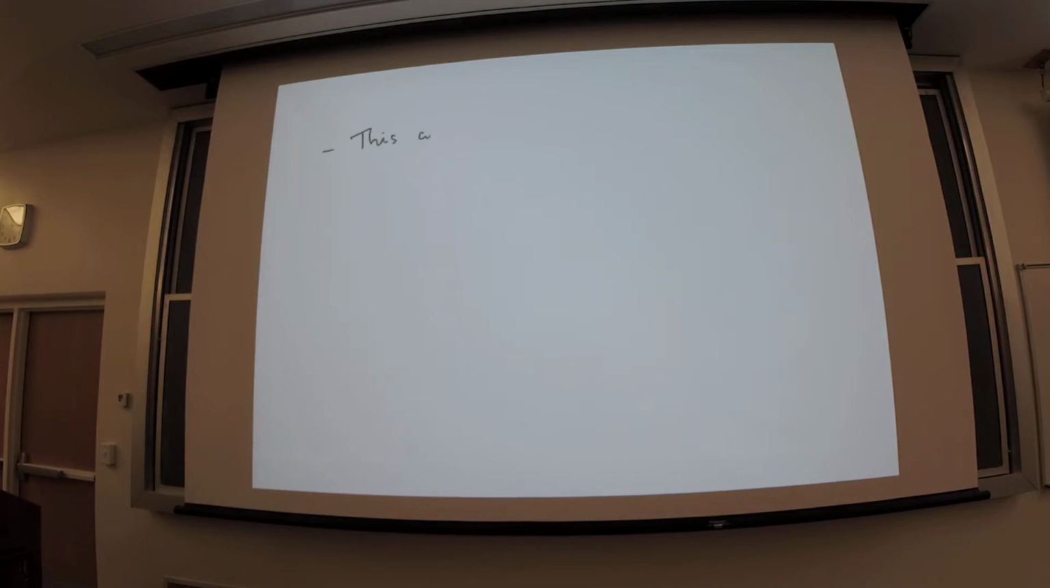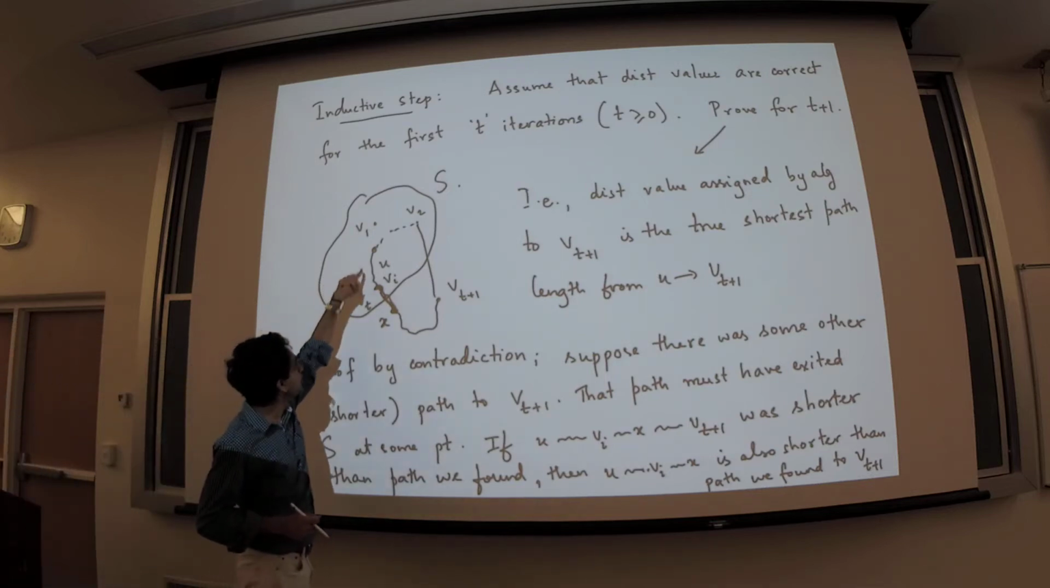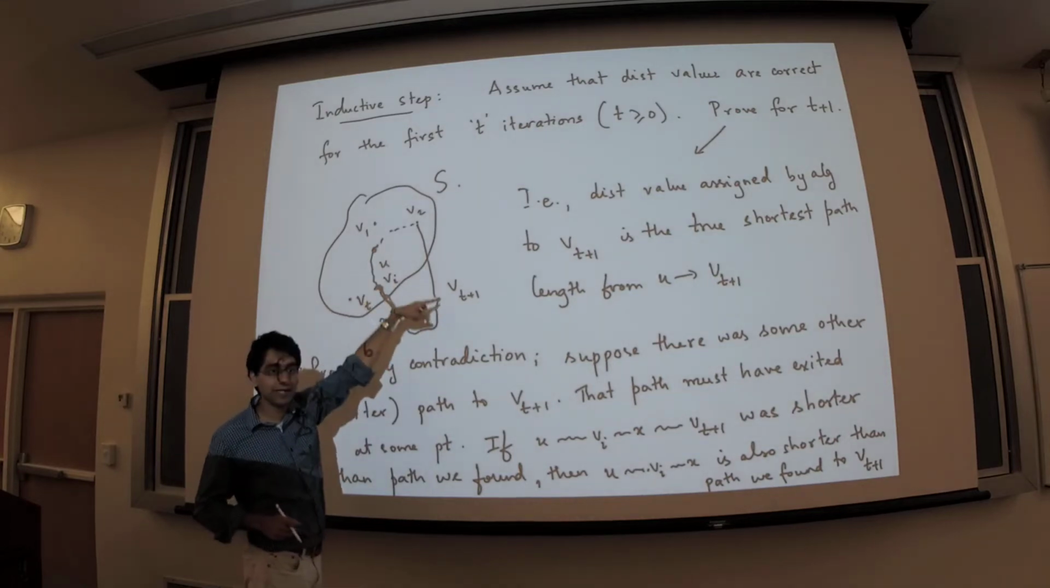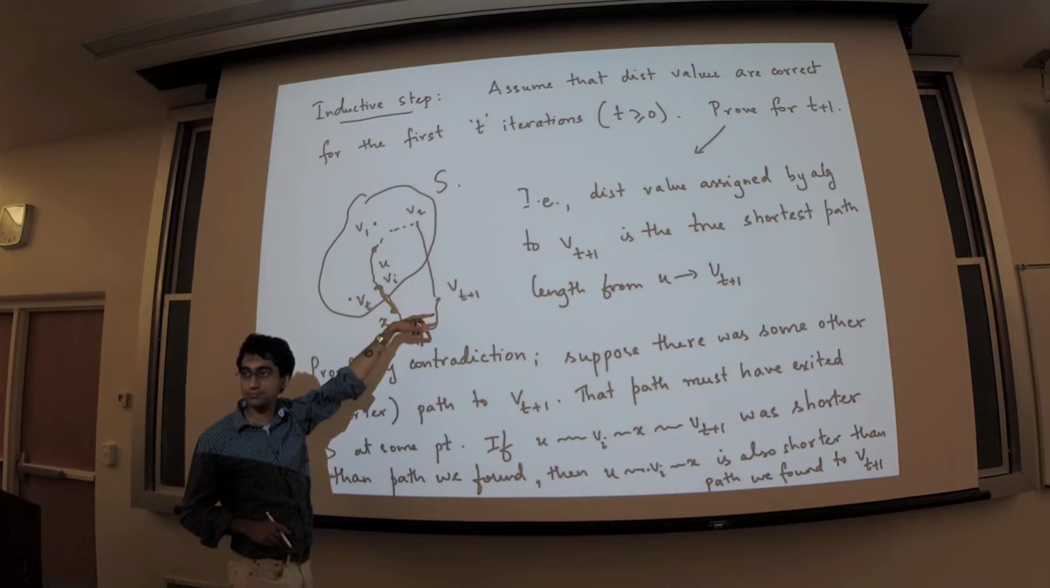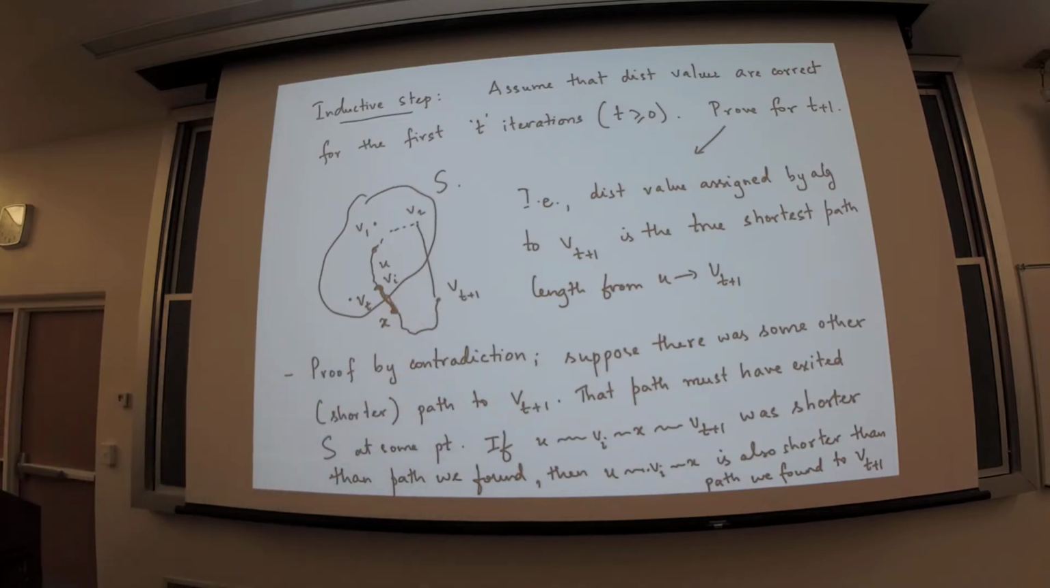This contradicts the choice of the algorithm. So the algorithm chose Vt plus 1 to be the one that had the best distance, right? So you could not have had the path from u to this x being strictly smaller than the path from u to Vt plus 1. Okay. So think about this argument for a minute, and if you have questions.